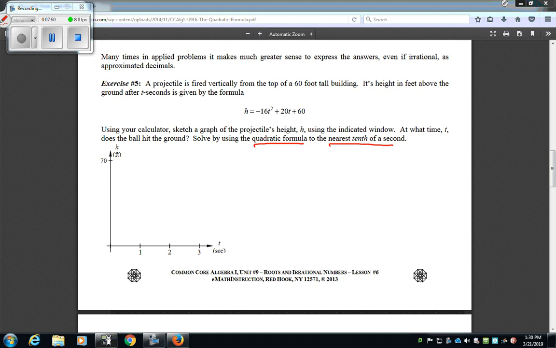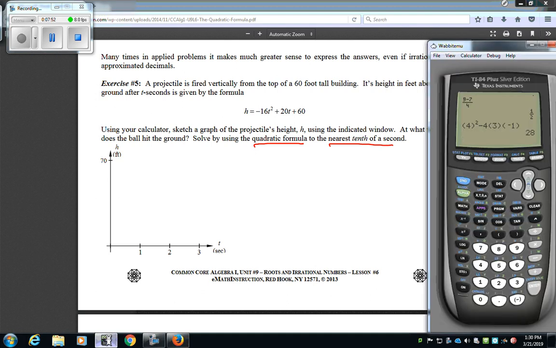So I'm going to go ahead first and toss in that graph. We got negative 16x squared plus 20x plus 60. Make sure you include that negative at the beginning. I'm going to go to the table. Looks like we got 0.60. So we got 0.60 here.